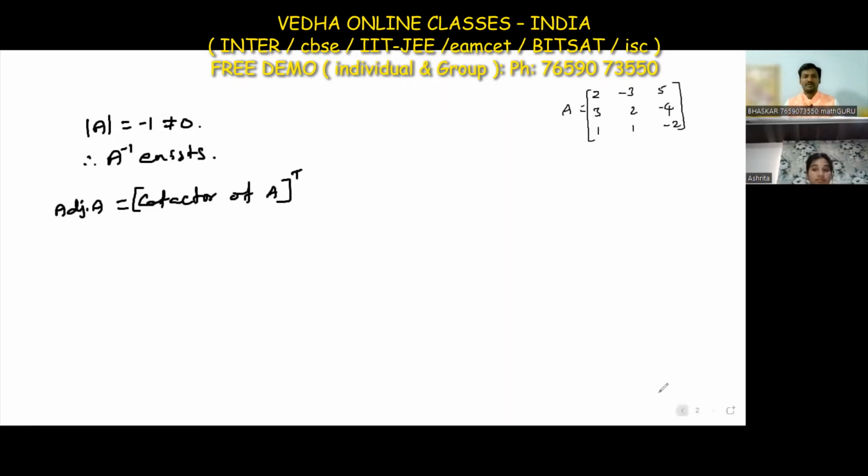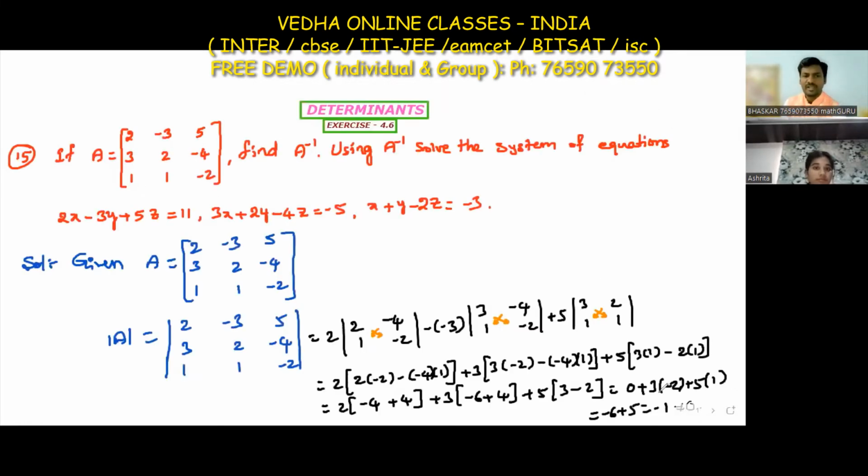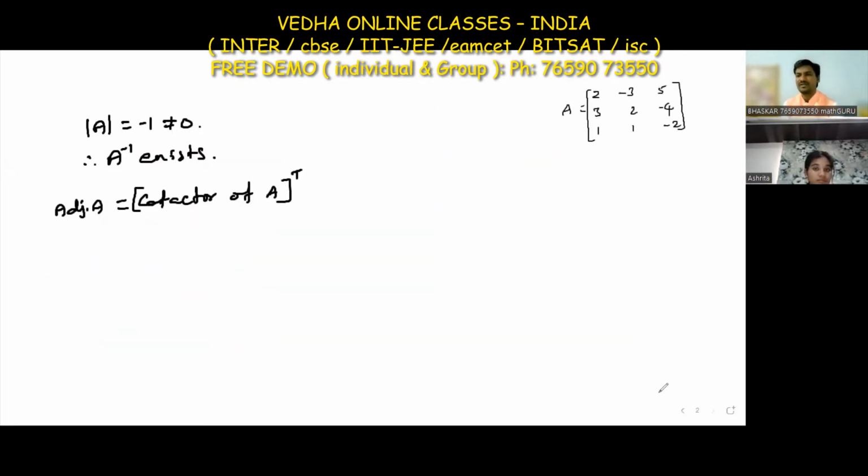So the matrix is 2, minus 3, 5; 3, 2, minus 4; 1, 1, minus 2. Now, how to find the cofactors? We have two methods for finding the cofactors. I am using the big matrix and finding the cofactors here.